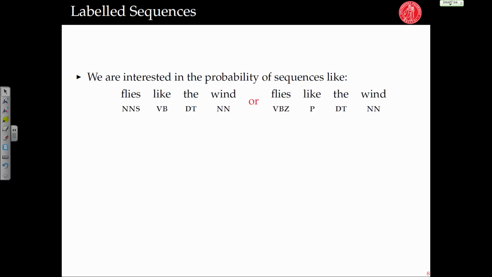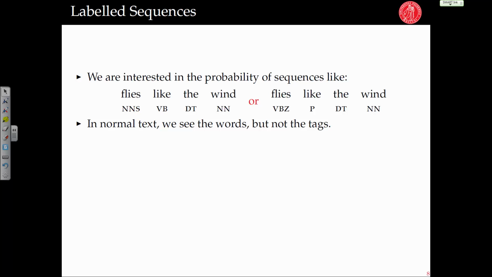It's ambiguous, and both analyses here are actually likely, because the flies, the insects, could actually like the wind for some reason, and also "flies like the wind" could be something like "time flies like the wind." But in reality, when you work with language analysis and text processing, you will not see the part of speech tags. All you see is just the words.